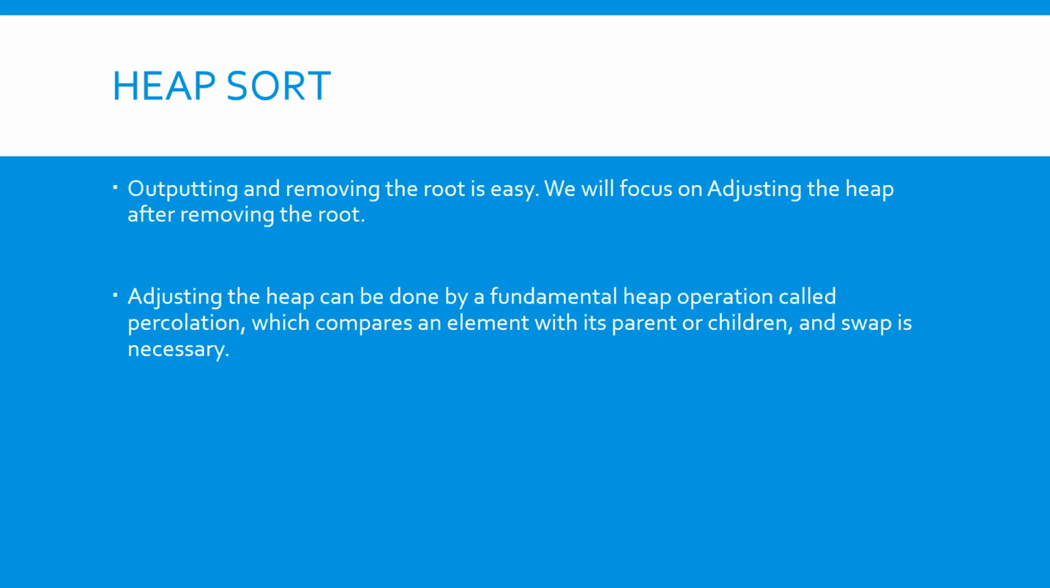We know outputting the root and deleting it is easy, and we will take a deeper look at how to adjust the heap after the root is deleted. We will use a fundamental heap operation called percolation to adjust the heap. The percolation operation ensures the heap property by comparing an element with its parent or children and swapping them if needed.